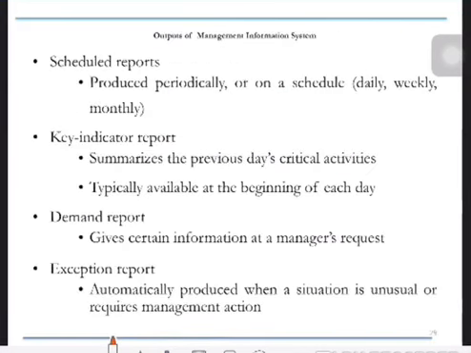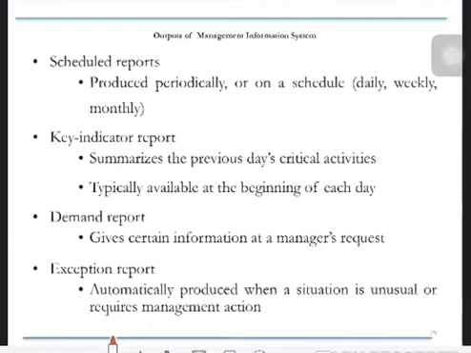Then, outputs of management information system. We have four types of reports of management information system. The first one is scheduled reports. When it says scheduled reports, any report produced periodically or on a schedule, we call it scheduled reports. If it is a report we prepare daily, weekly, or monthly, on schedule, we call it scheduled reports.